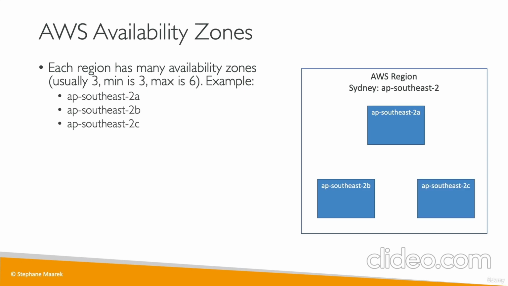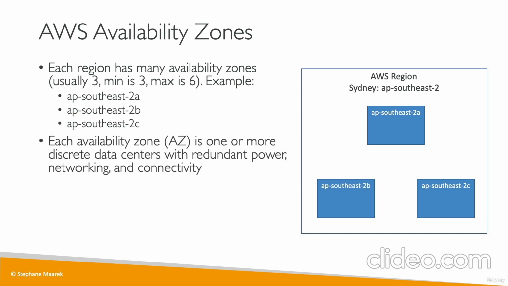Now, each of these availability zones is going to be one or more discrete data centers that will have redundant power, networking, and connectivity. That means that in Southeast 2A, I can have 2 data centers, maybe as well 2 in 2B and 2 in 2C. But it could be 1, it could be 3, it could be 4. We don't really know. AWS doesn't tell us that.